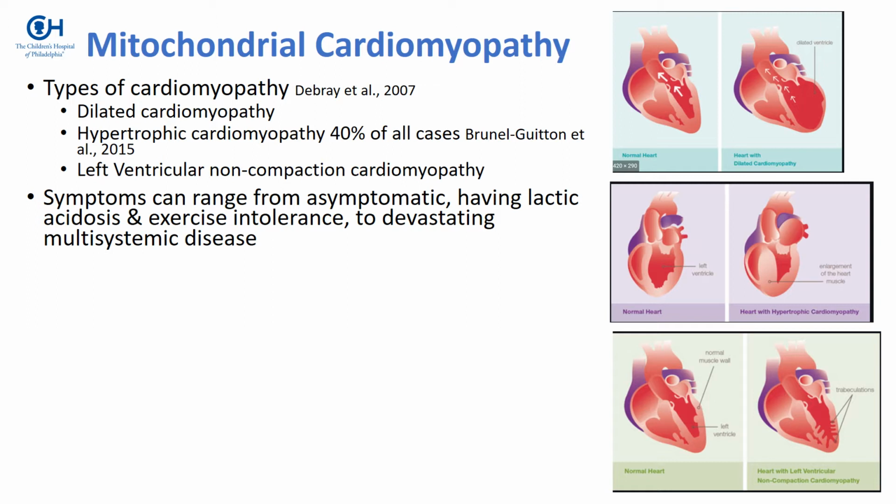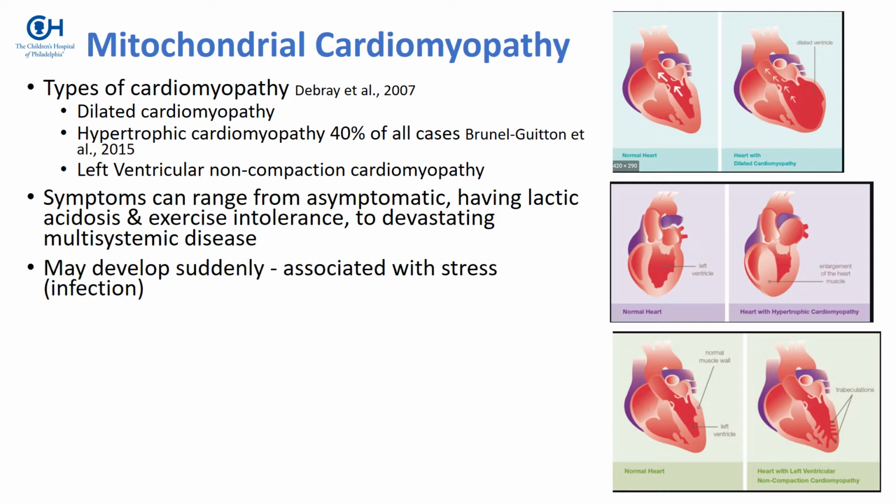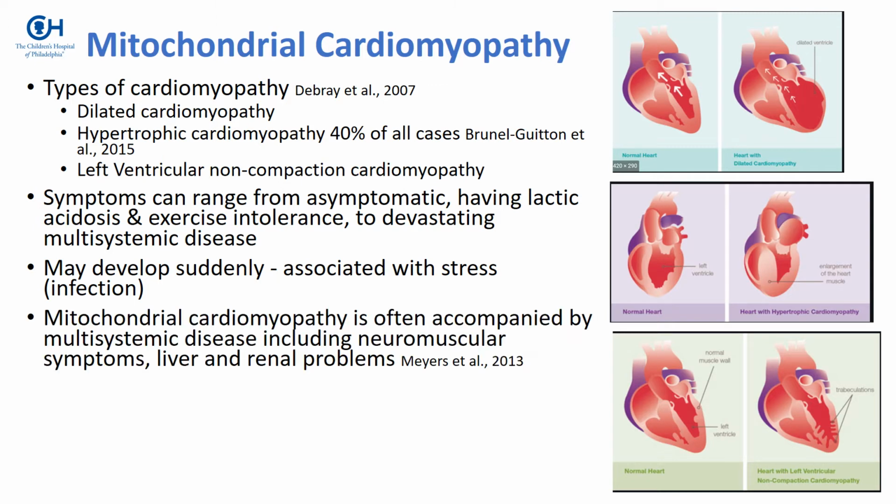The symptoms can range from being asymptomatic to having lactic acidosis and exercise intolerance, and at the severe end to having devastating multisystem disease. It is important to note, though, that in general, in the majority of patients, it takes many years to develop cardiomyopathy. However, in some, cardiomyopathy may develop acutely in the context of metabolic stress associated with intercurrent illness.